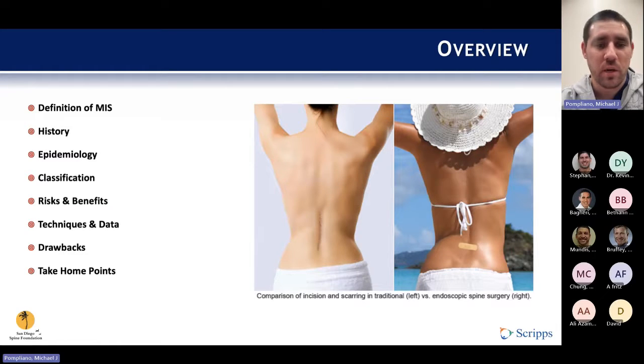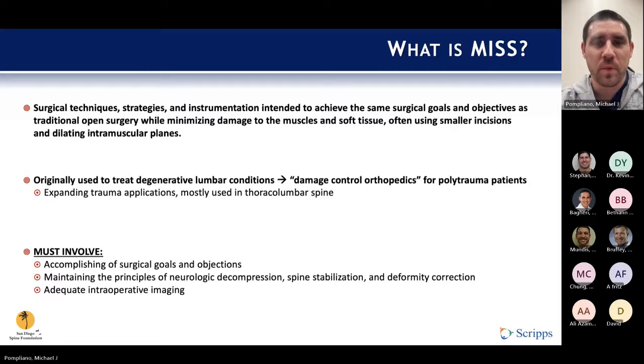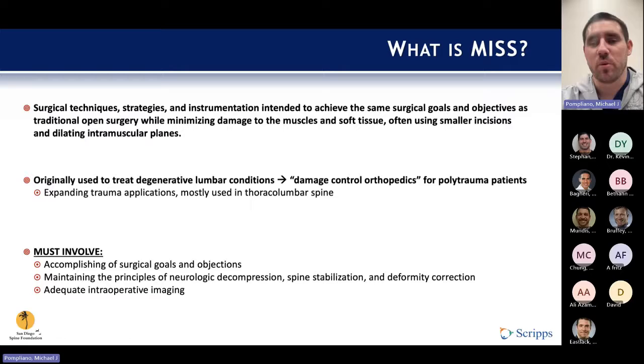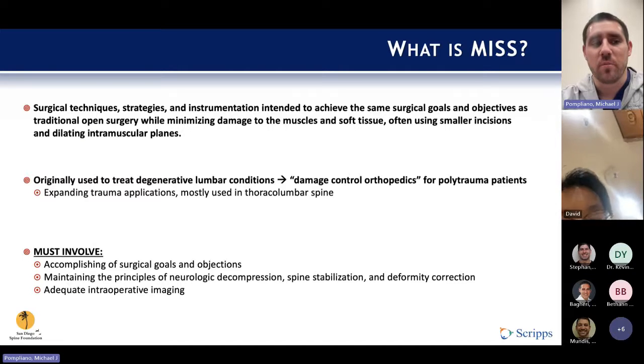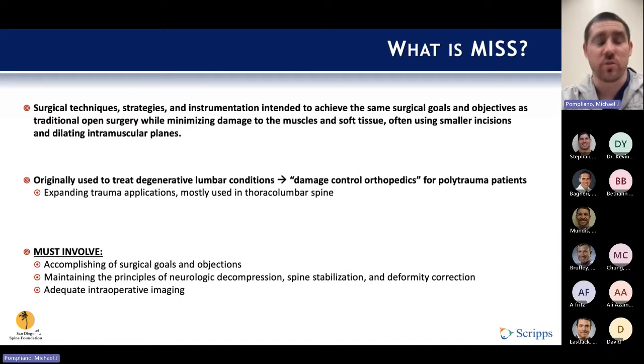Brief overview. What is MIS? Starting with the definition, it's basically a collection of surgical techniques, strategies, and instrumentation designed to achieve the same goals as more open traditional surgery, but through a smaller incision, theoretically providing less damage to the muscle and soft tissue at the time of surgery. It also frequently uses intramuscular planes through different dilation methods to accomplish that, somewhat of a narrow corridor.